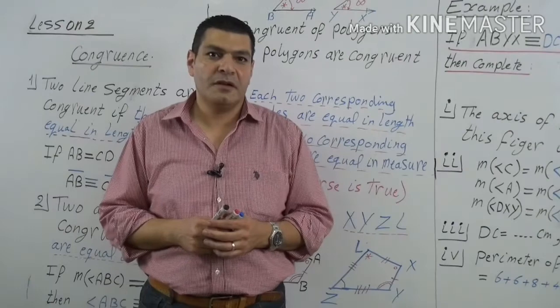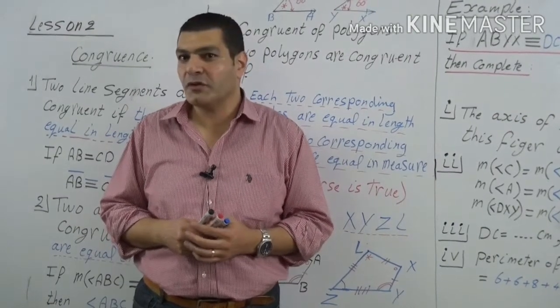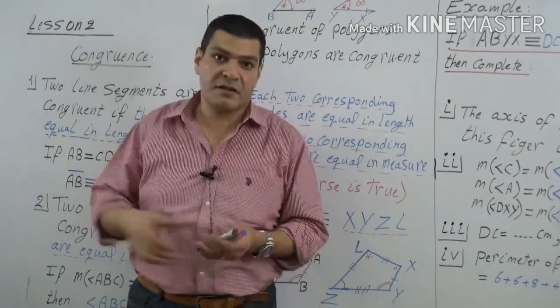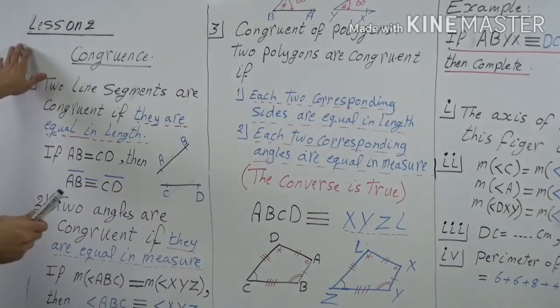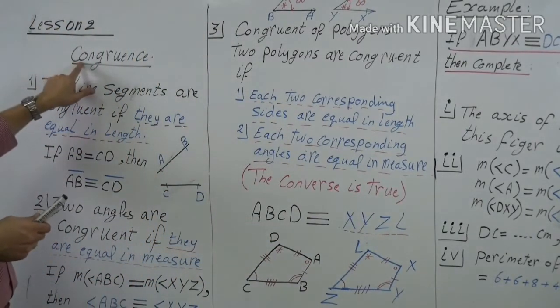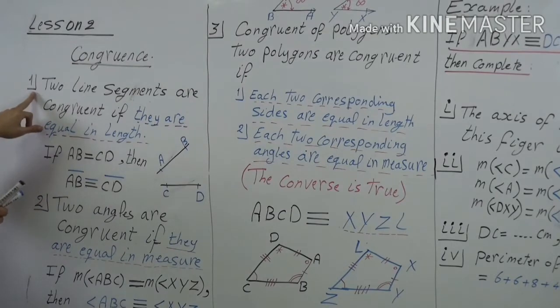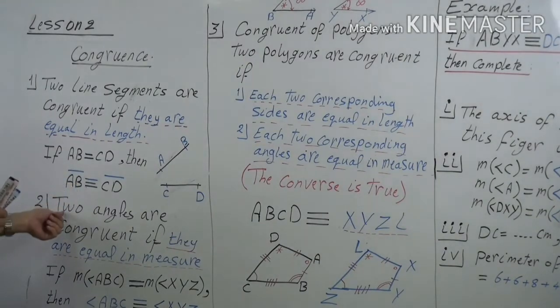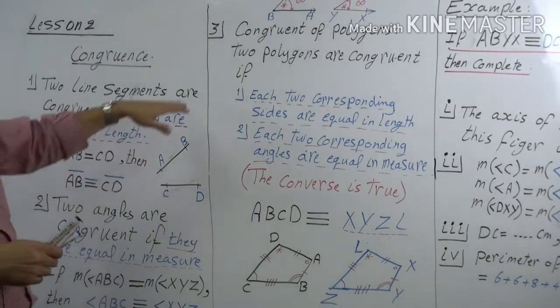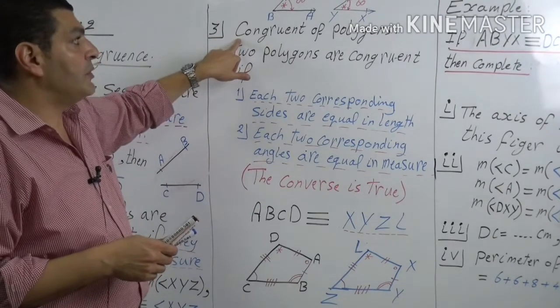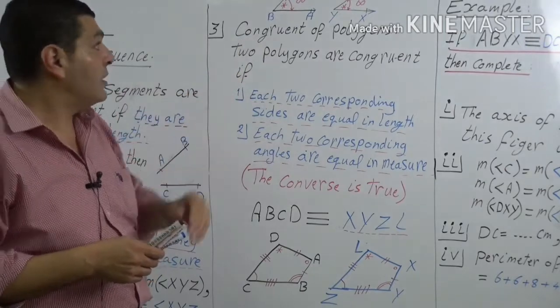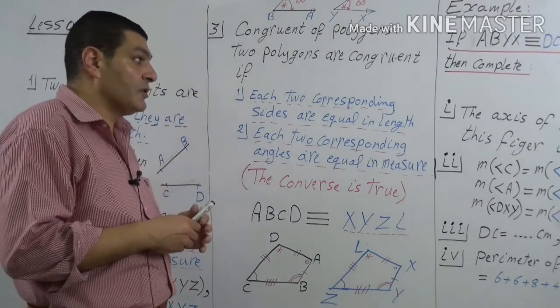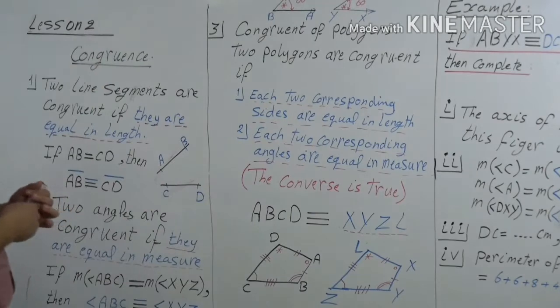Hi everybody. Today we are going to start the second lesson, lesson number 2: Congruence. Number 1, congruency between two line segments. Number 2, congruency between two angles. Number 3, congruency between polygons. And number 4, congruency between triangles. We are going to see it later.